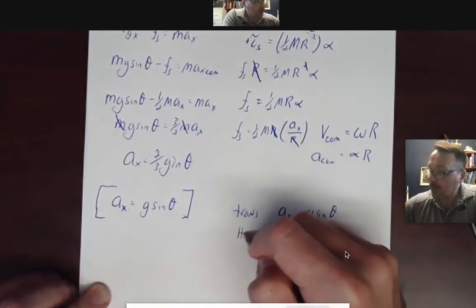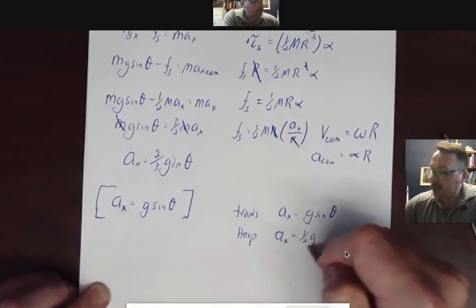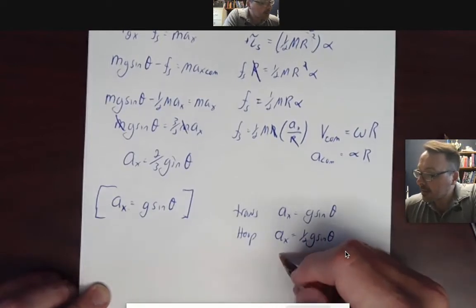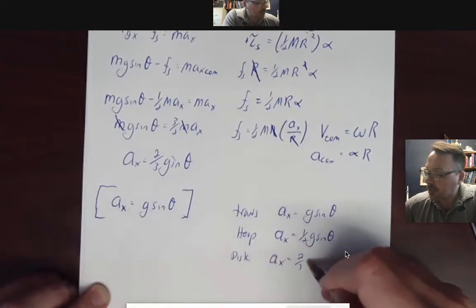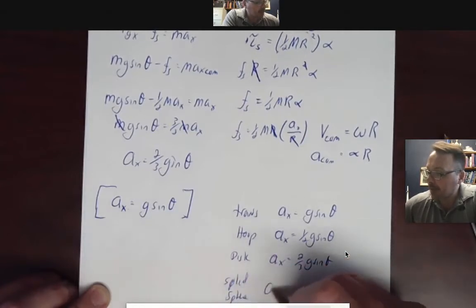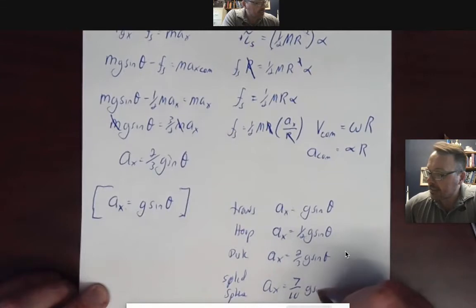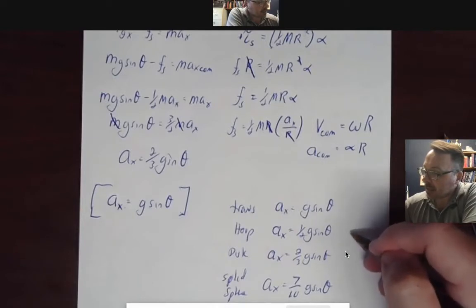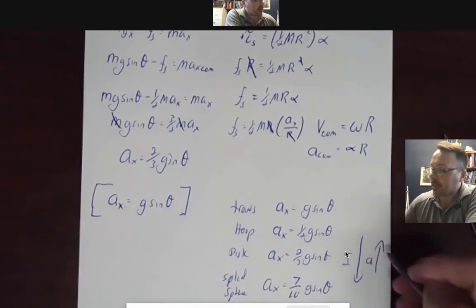And then if I had the hoop rolling down the slope, we would find out that Ax was equal to 1/2 g sine theta. And if we had this object, which we did, the disk, Ax, as we saw here, is 2/3 g sine theta. And if we did the solid sphere, because these are the most common things, Ax would equal 7/10 g sine theta. So what I hope that you see here is that as we go down this line, I is decreasing, and as I decreases, the acceleration increases.